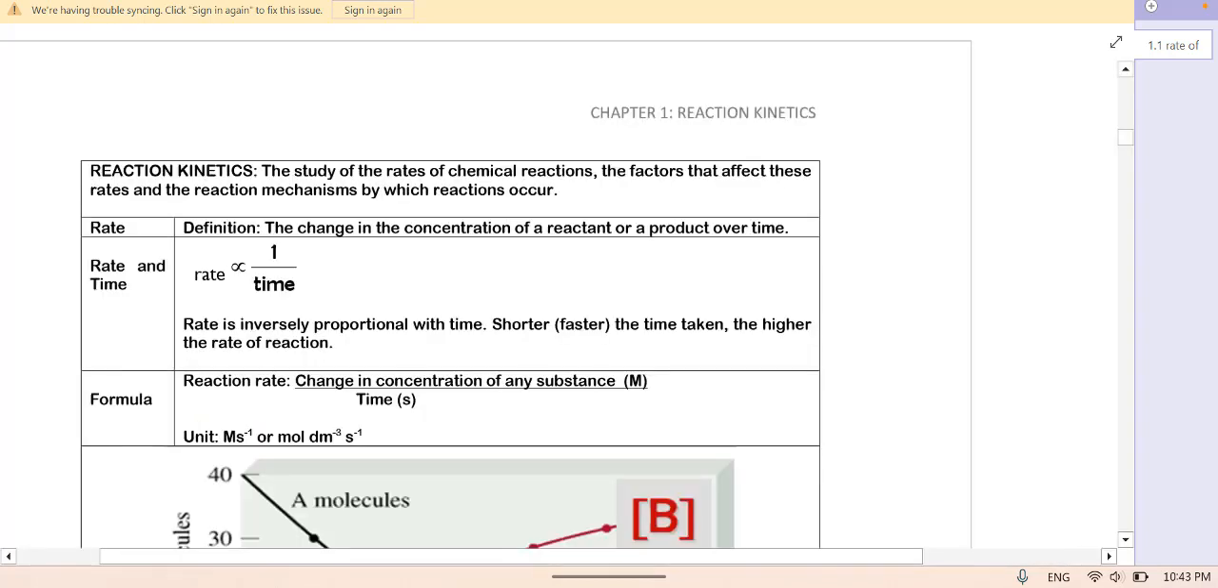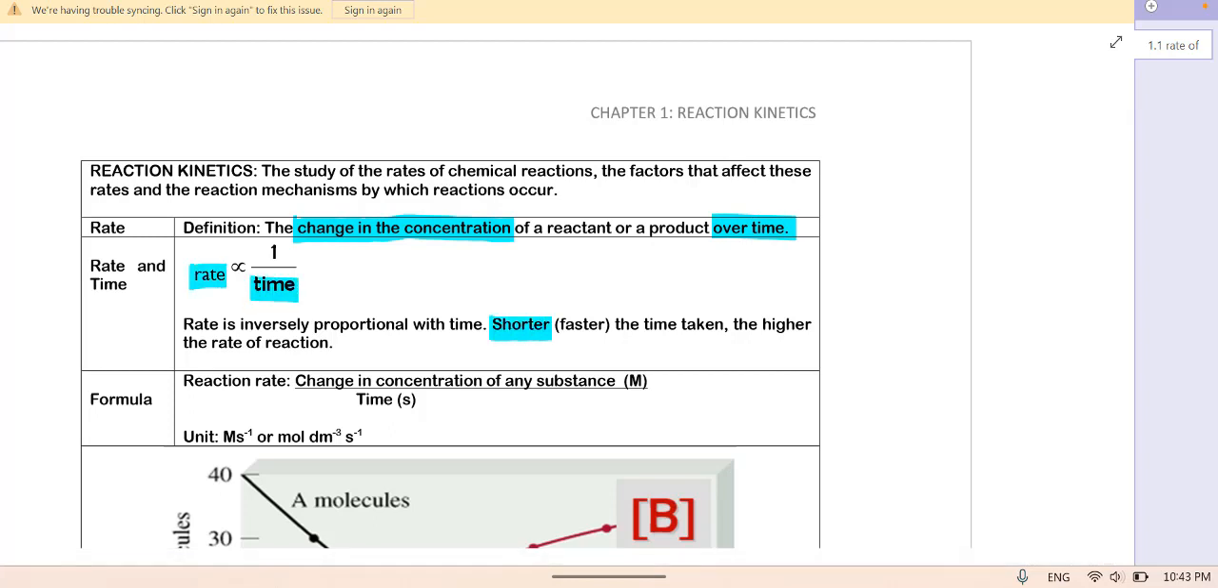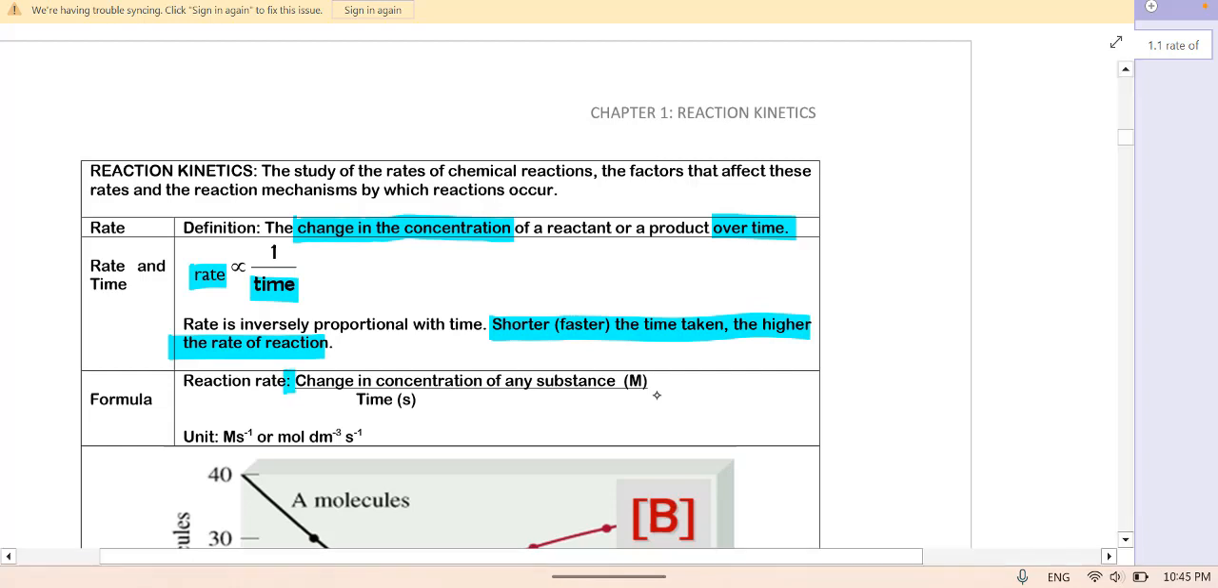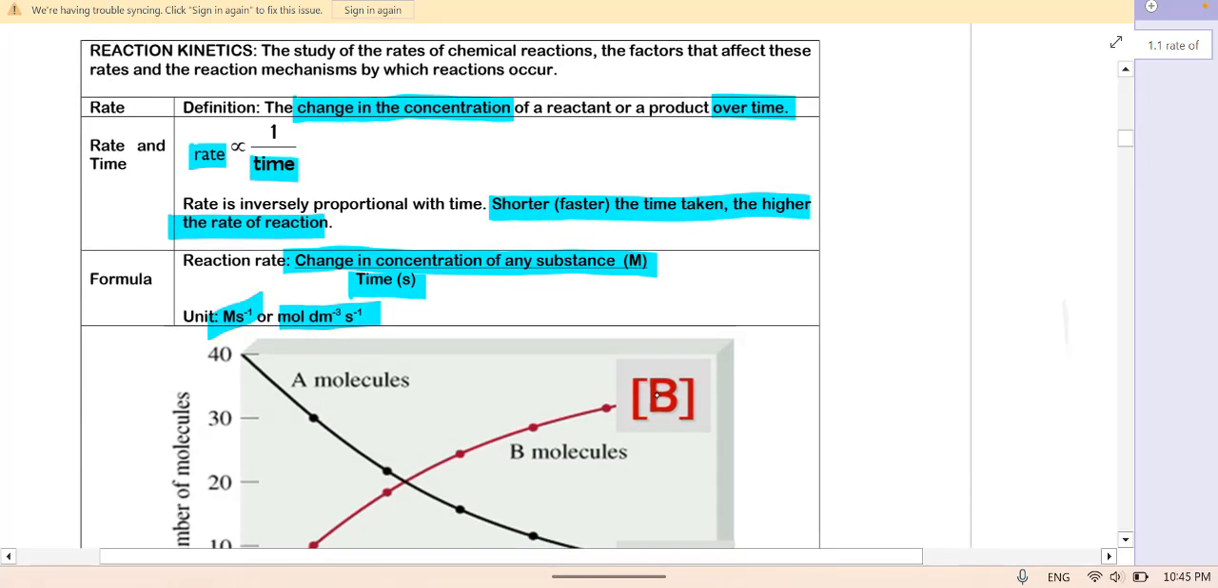So what is actually rate? Rate is the change in the concentration of reactant or product over time. So rate is inversely proportional to time. The shorter the time taken, the higher the rate of reaction. So according to the definition, the rate of reaction is the change in concentration of any substance over time. So the unit will be molar per second or mole per decimeter cube per second.